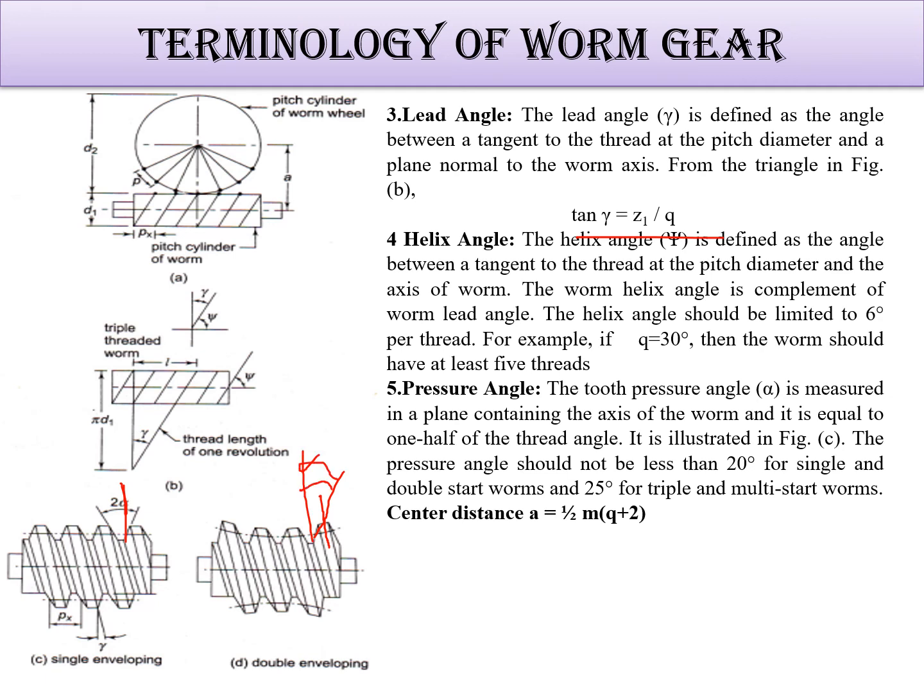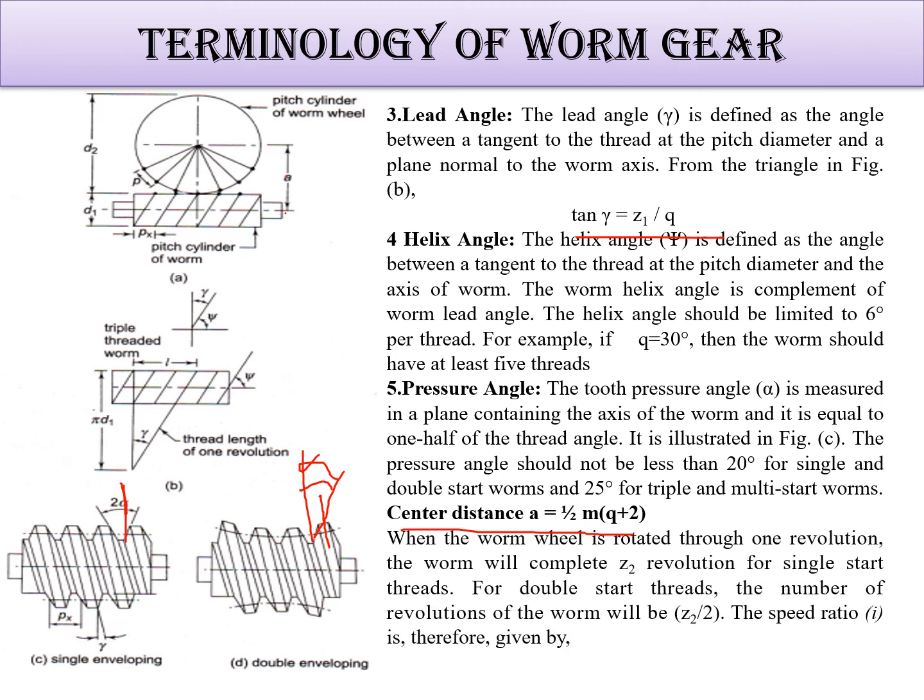The center distance is what we have seen here. It is half m into q plus 2. When the worm wheel is rotated through one revolution, the worm will complete z2 revolutions for single start, and z2 by 2 for double start. Therefore the speed ratio i is equal to z2 by z1, which we have seen in the other gears also.